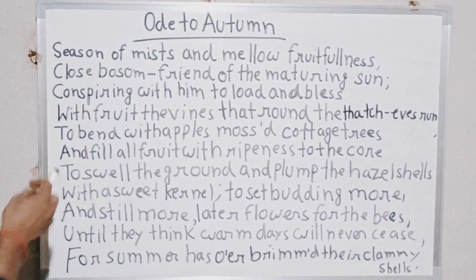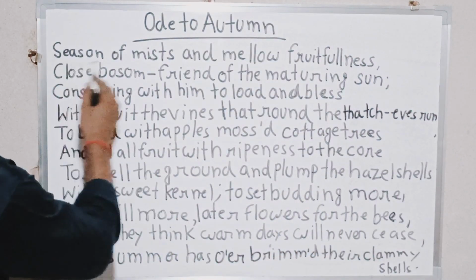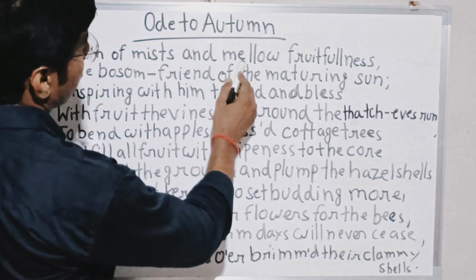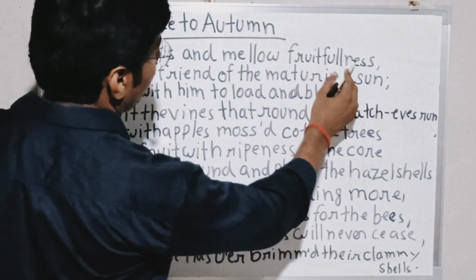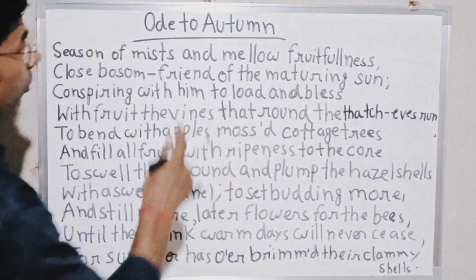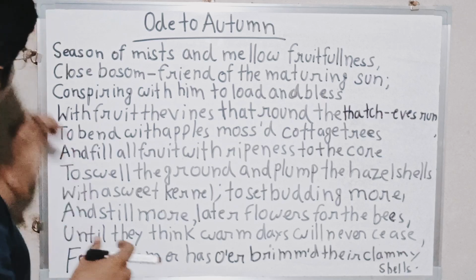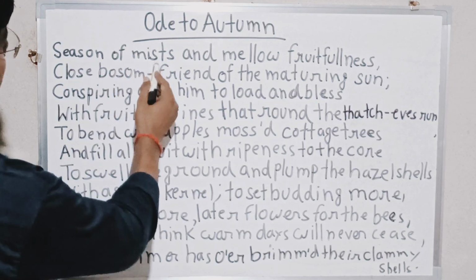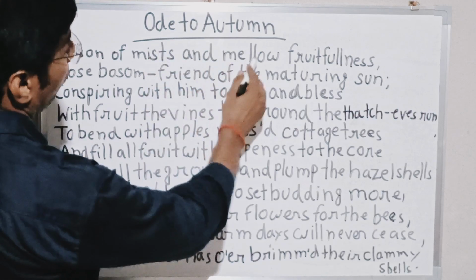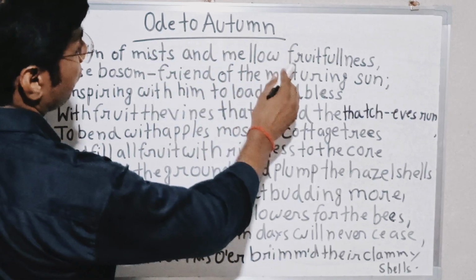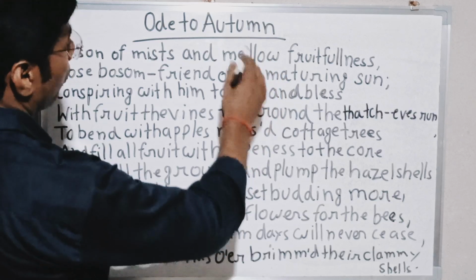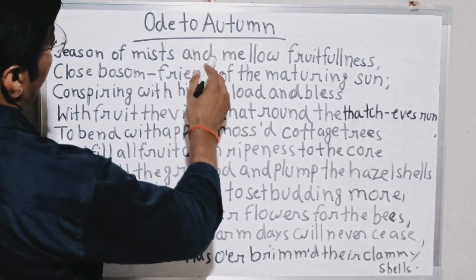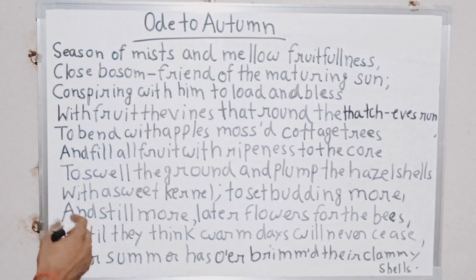Look at: season of mist and mellow fruitfulness. Mellow means soft, all because of ripeness. Fruitfulness means full of fruits. So he says that the autumn season is the season of mist and soft fruits, or fruits full of fruits, and those fruits very soft.